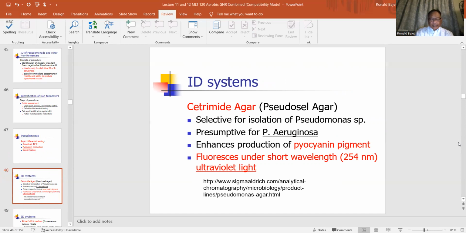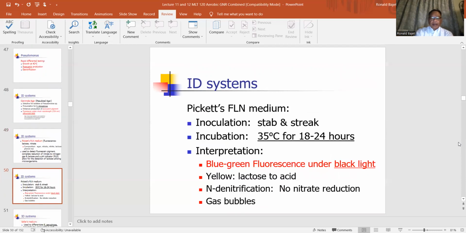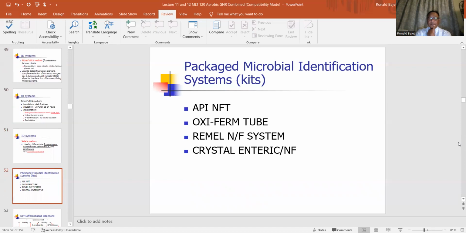More on the ID systems: the cetrimide agar, which we won't be using. Pickett's fluorescence, lactose and nitrate medium. That one produces fluorescence, and you look at it under black light so you can see the pigment. Another one is Seller's medium, for Pseudomonas aeruginosa, Acinetobacter, and Alcaligenes. I'm not going to get into these various media and identification systems because, even since I got off the bench, I'm sure more identification systems have come out on these non-fermenters.